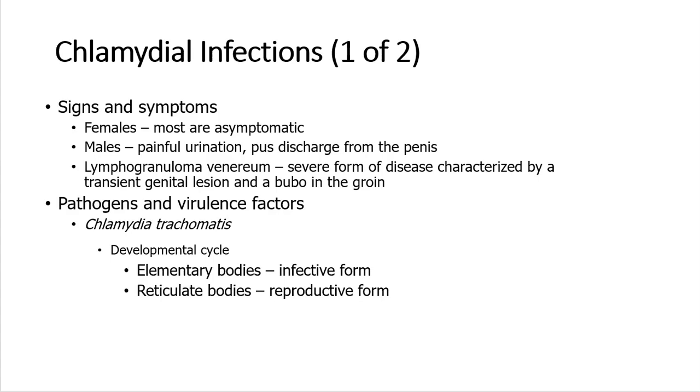Males, painful urination, pus discharge. There is a form of the disease characterized by these genital lesions and the swelling in the groin, lymphogranuloma venereum, and you'll get these real swellings, and a bubo grows. Okay. You can see there's the infective form and the reproductive form of chlamydia.